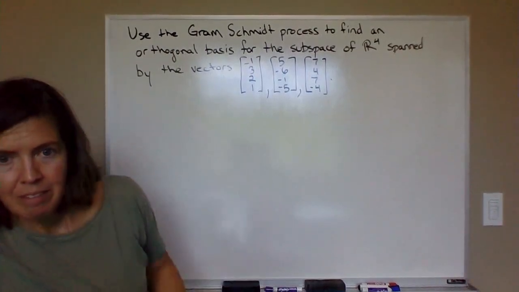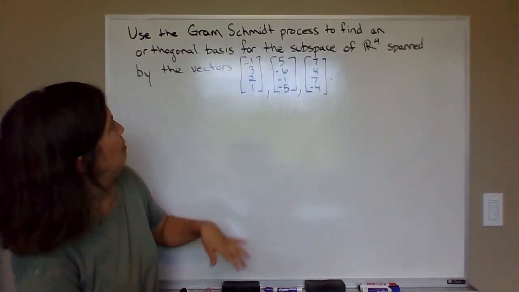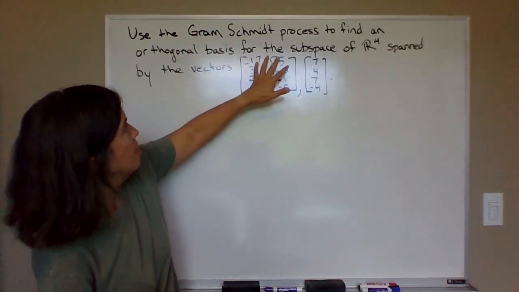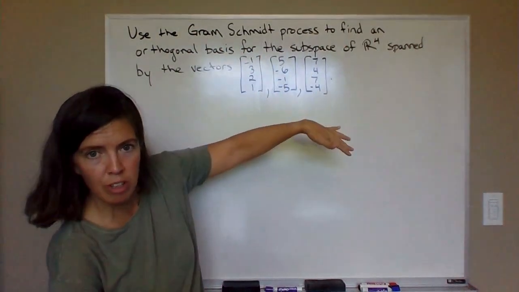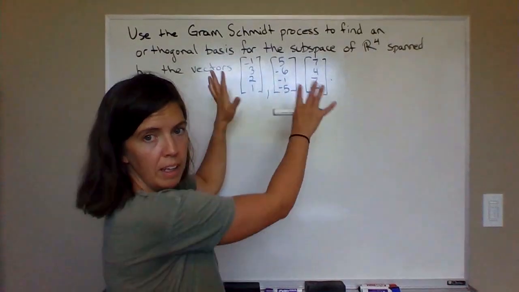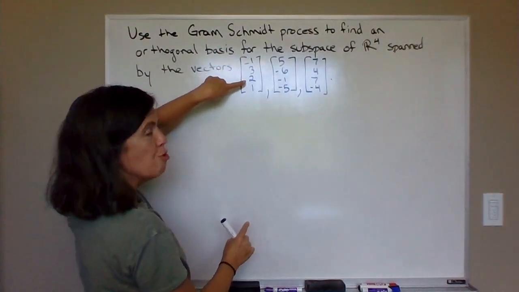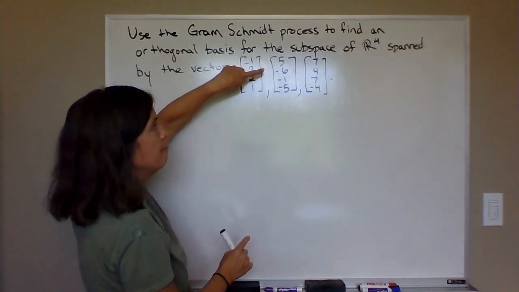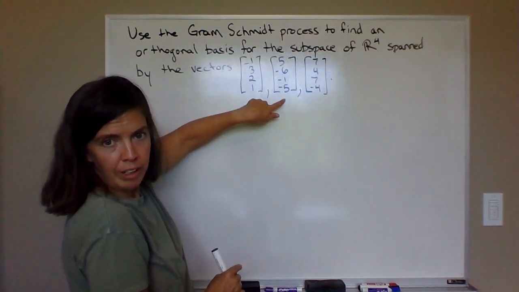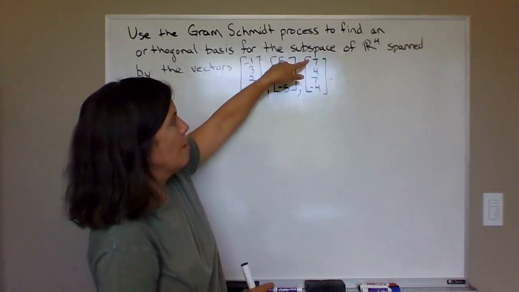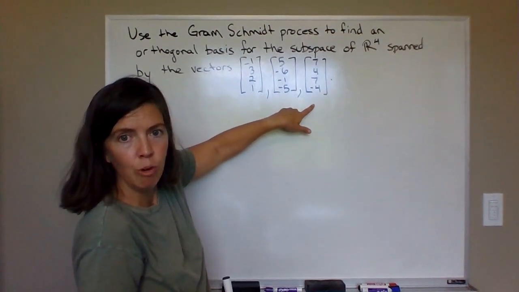In this problem, I want to use the Gram-Schmidt process to find an orthogonal basis for the subspace of R4 spanned by, I know these vectors are in the glare, so let me read them to you: (-1, 3, 2, 1), (5, -6, -1, -5), and (7, 4, 7, -4).